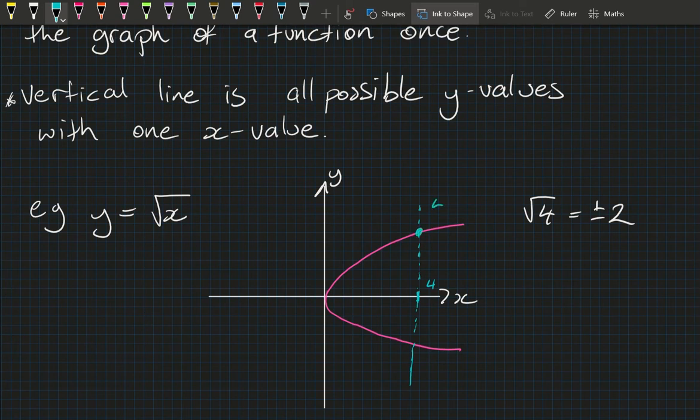So you can imagine this point here would be (4, 2), okay? But also the square root of 4 is minus 2 as well. So this is definitely not a function. And that's sort of why we focus on the positive values of square roots, by the way, but that's another story for another day.